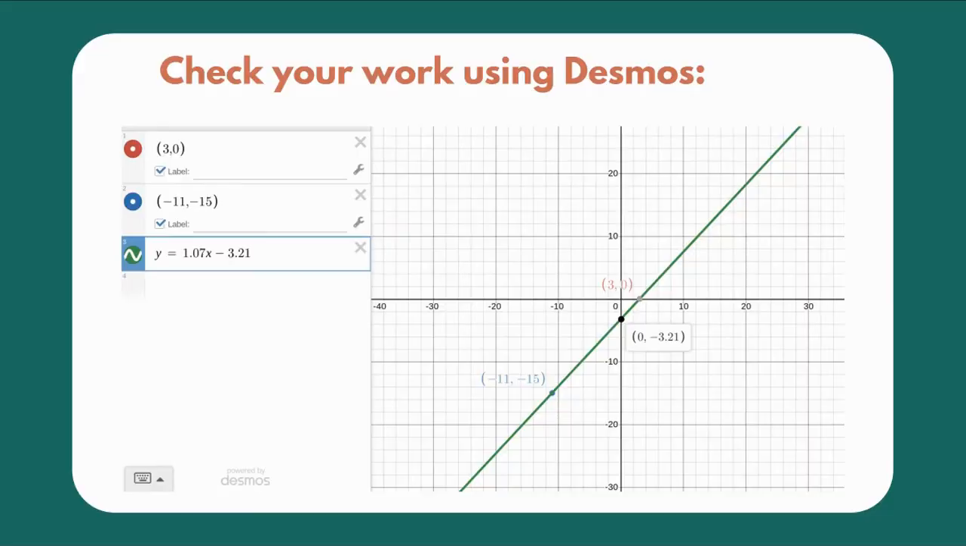Finally, I always suggest checking your work in Desmos before you're sure that you've completed this problem. So in order to check my work, I put both of the ordered pairs from this table into Desmos. And then I put the equation that I found also into Desmos just to make sure that the line that I found went through both of the points that I was given to begin with. And it did. It worked out. So before you move on from any problem, do yourself a favor, check your work in Desmos so that you know you got it correct.